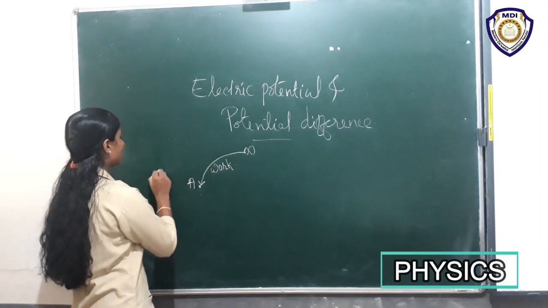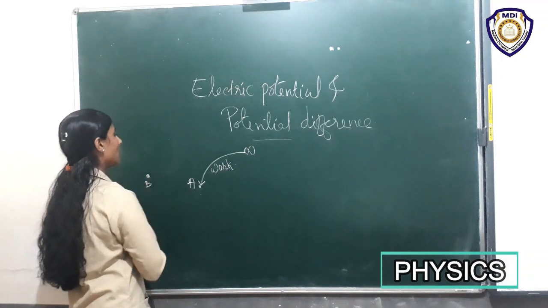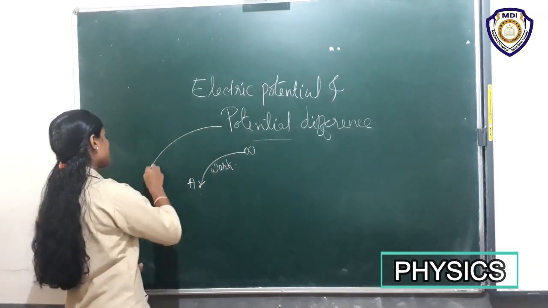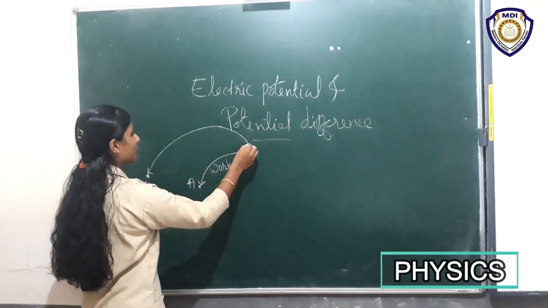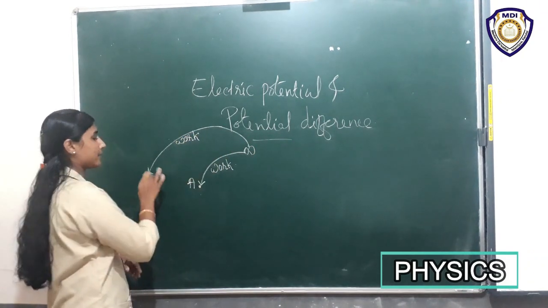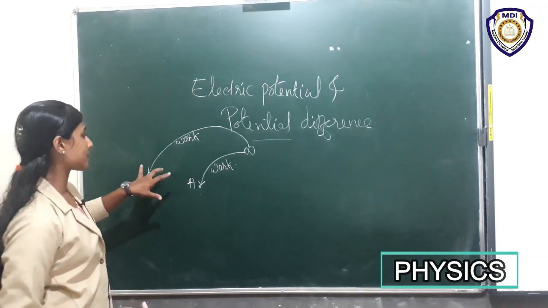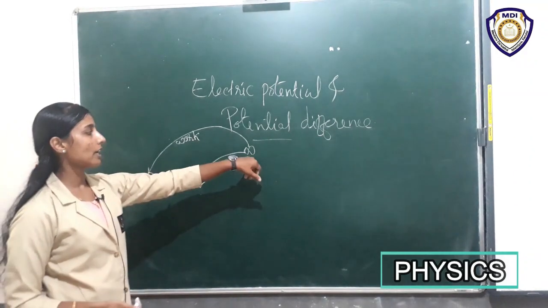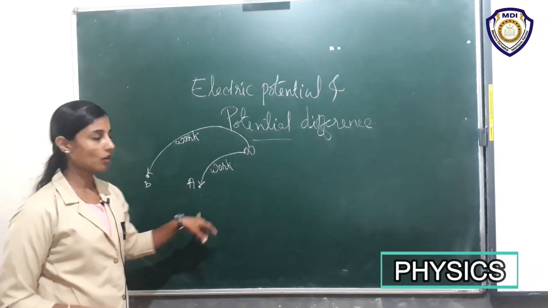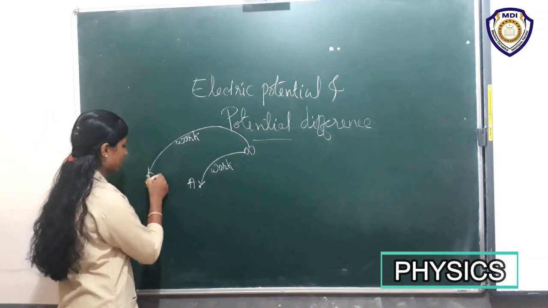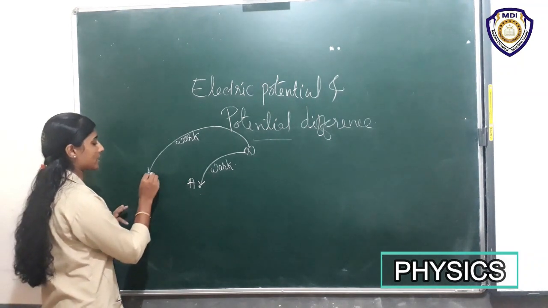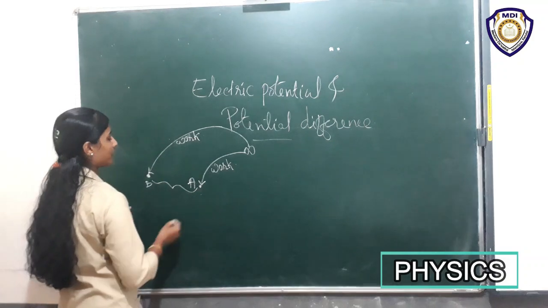Okay, so if there is another point B, the work to bring a charge from infinity to this point B is known as the electric potential at B, right? Here the work done to bring a charge from infinity to A is the electric potential at A. Okay, so now we have 2 points A and B. So what is the potential difference between these 2 points?